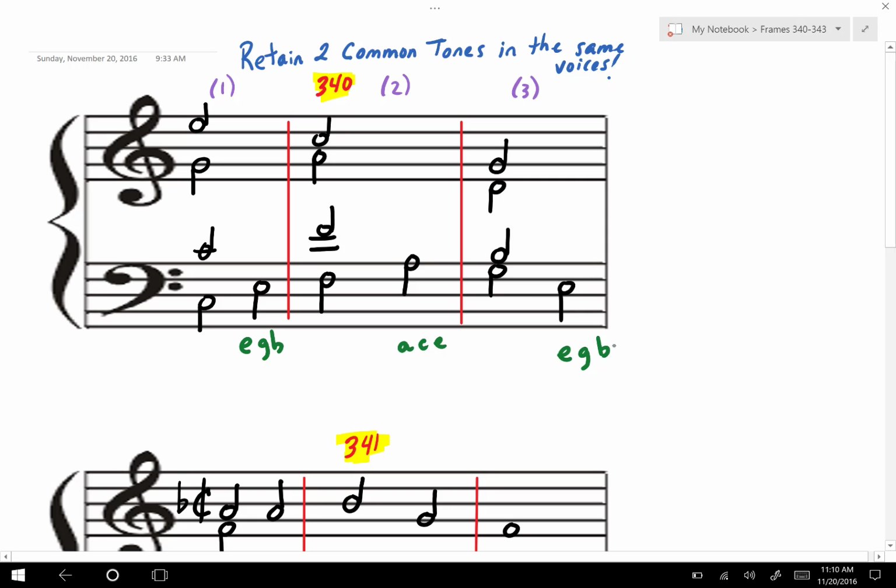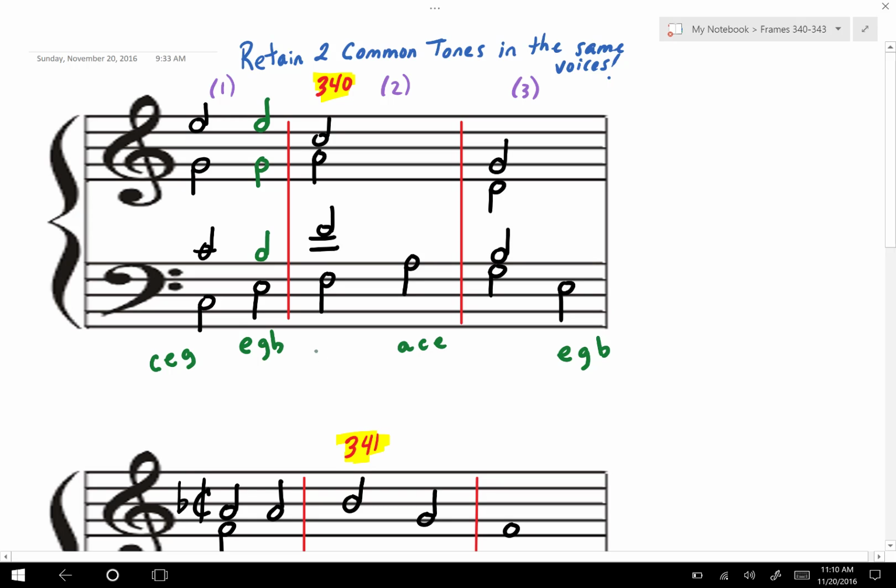So, common tones between this first chord, which is C, E, G, and E, G, B. Well, E and G seem to be the common tones. So we can keep the E in the soprano, we can keep the G in the alto, and then we could slide the tenors down one step to the B.